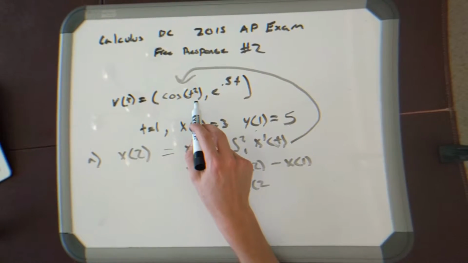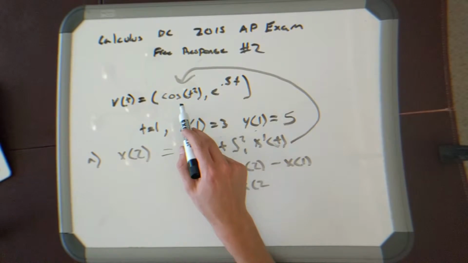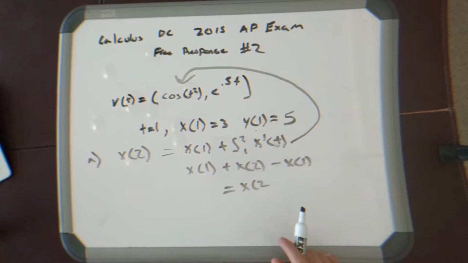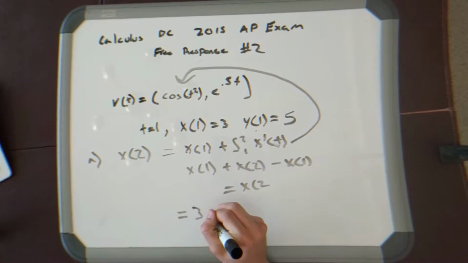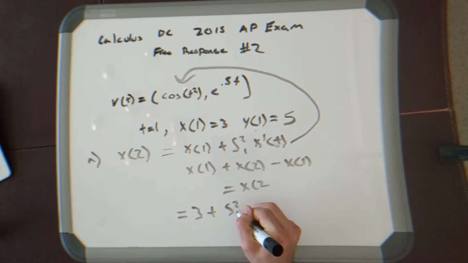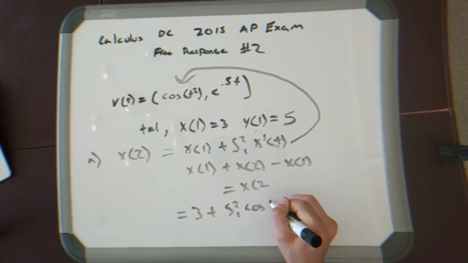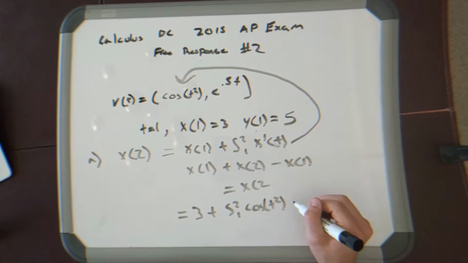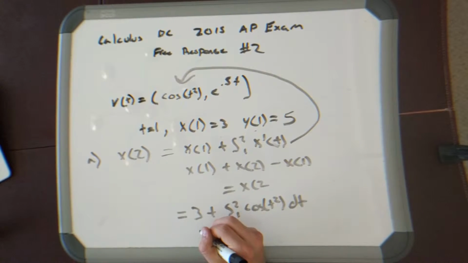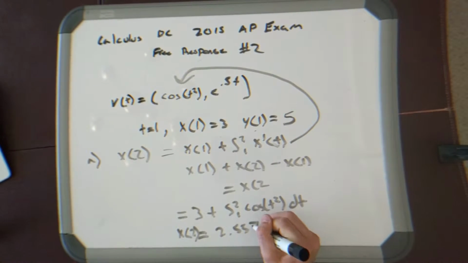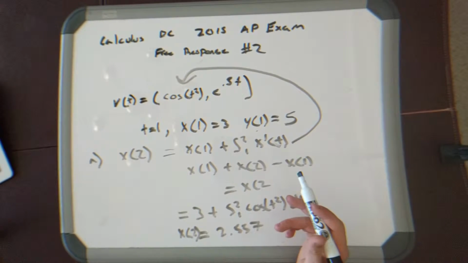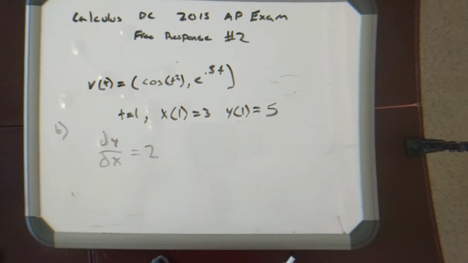So we'll be left with just x of 2 through the use of the integral. Now, since this is a complicated function to integrate, luckily we have our calculator. So if we plug into our calculator x of 1, which is 3, plus the integral from 1 to 2 of cosine t squared dt, we will get that x at time t equals 2 is equal to 2.557. Pretty quick, as long as you can remember the fundamental theorem of calculus.